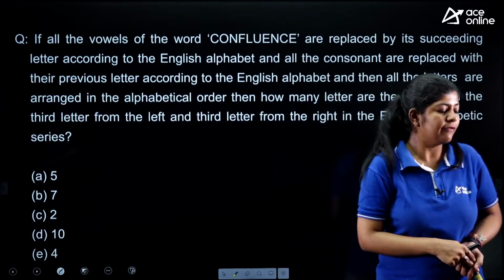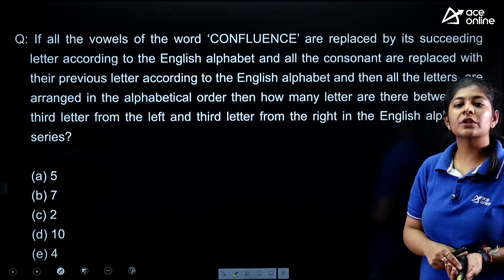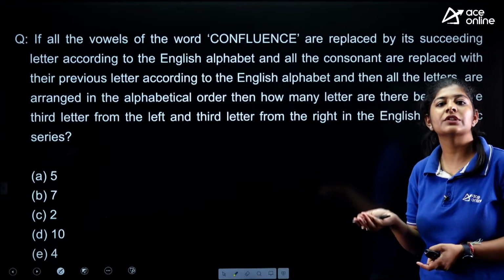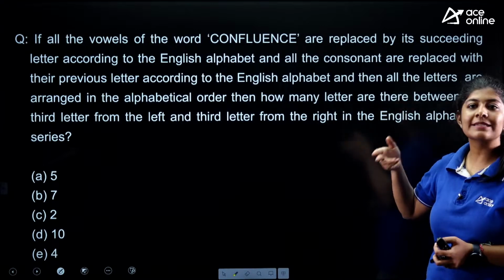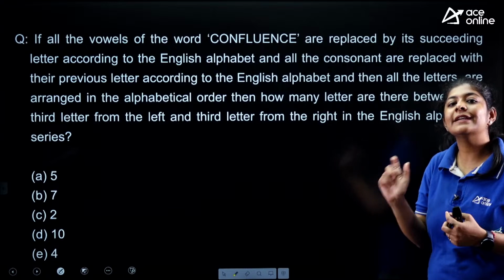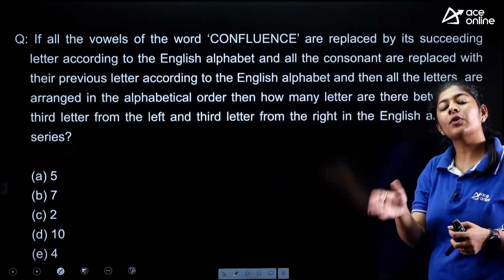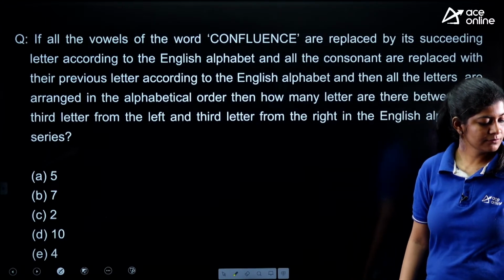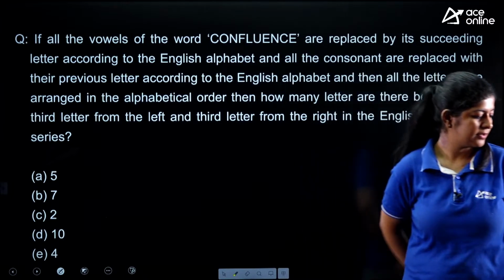What we have to do? We have to find the answer for this one. First, you have to make the changes. You have to change the vowels, you have to change the consonants. After that, you need to rearrange them in ascending order. After that, you have to find what we have in the English alphabet between the third letter from the left and the third letter from the right. And this is our last question.